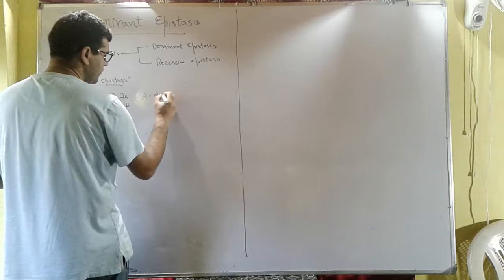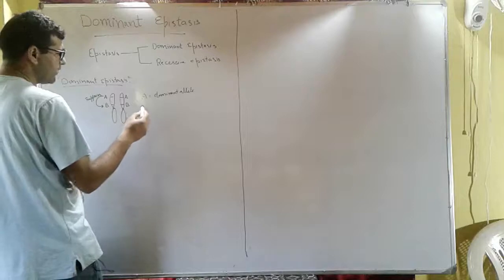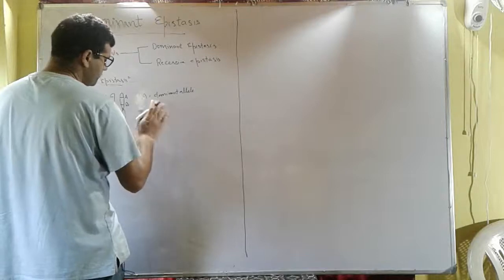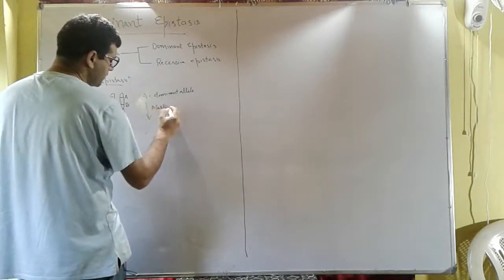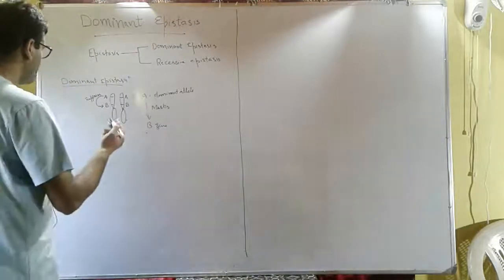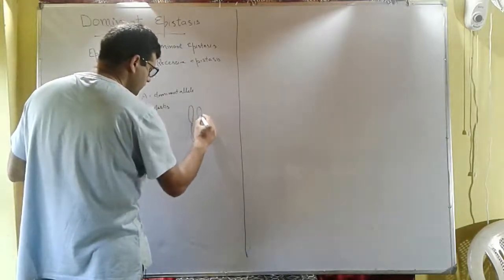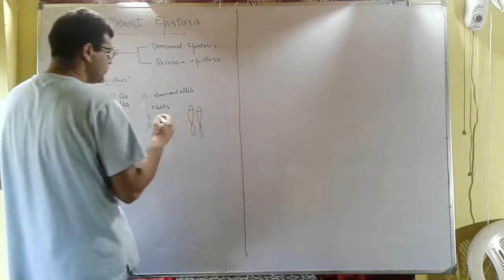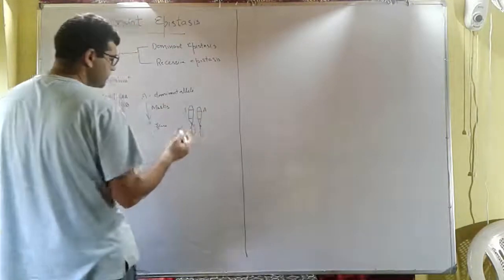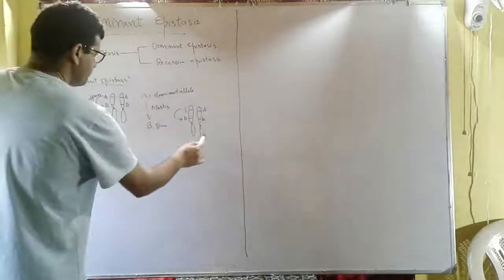It is a dominant allele and it has suppressed the expression of it. Simply we can say it masks the expression of the B gene. Or it can be like this: we have dominant allele A and it suppresses, it masks the expression of the other gene. So this is also a dominant epistasis.